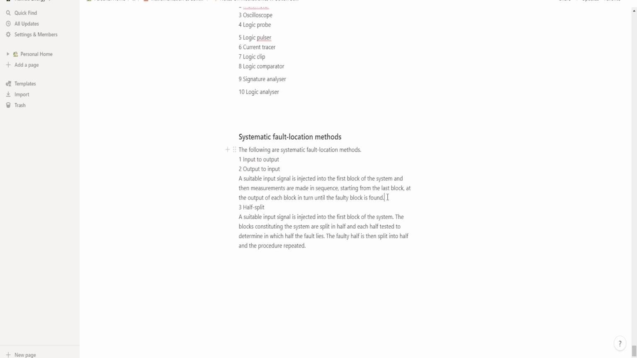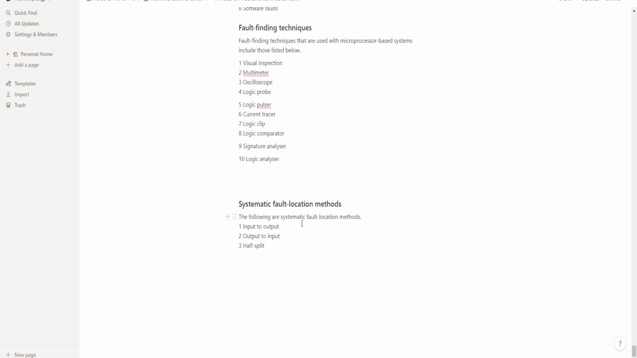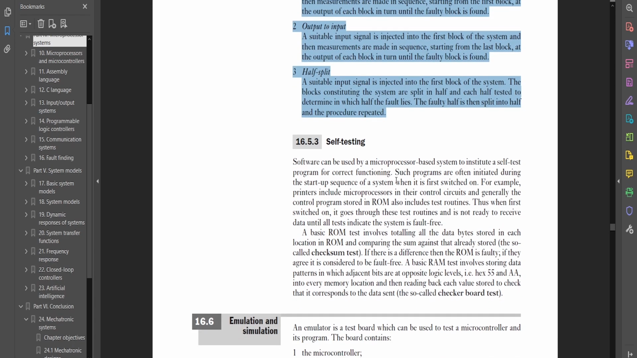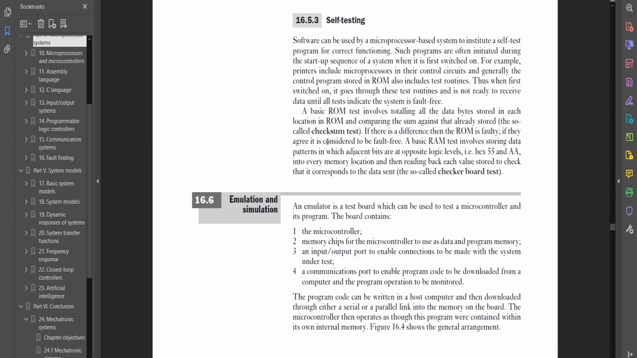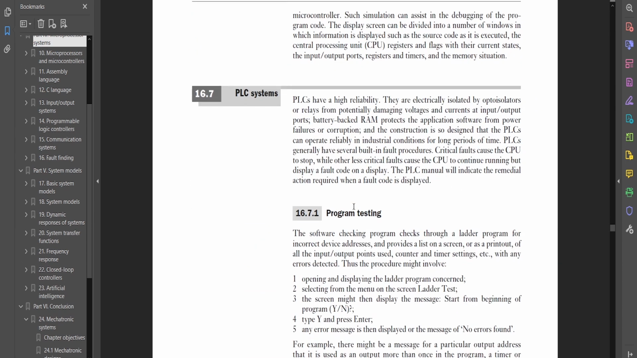Input to output, output to input, and half split, I assume, is like a combination of the two. Okay, self-testing, emulation, and simulation. Yeah, I've kind of checked out now.